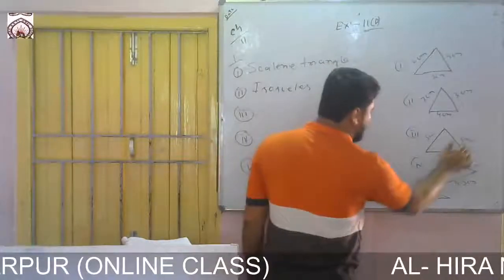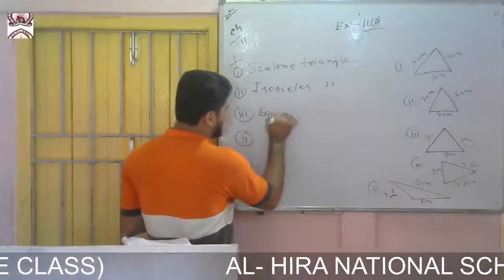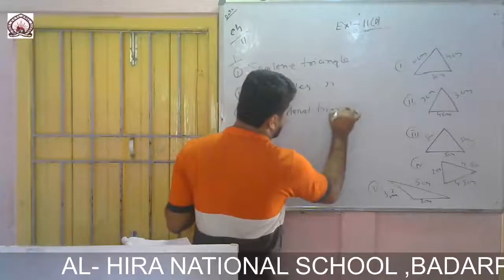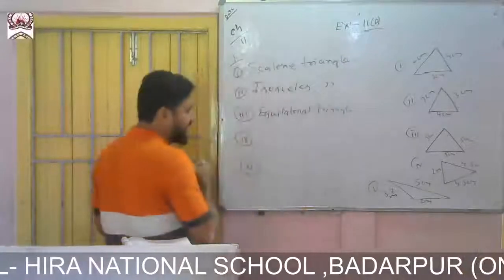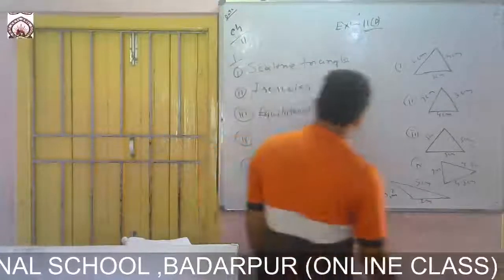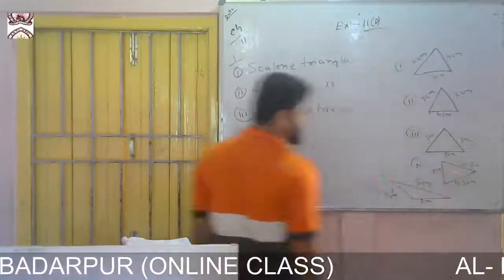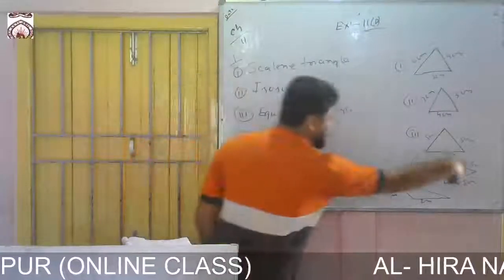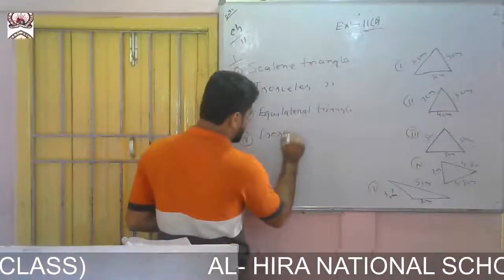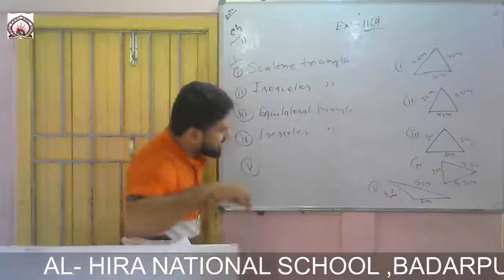Then number 3: 5 centimeter, 5 centimeter, 5 centimeter. All three sides are equal, so it is an equilateral triangle. Now question number 4: 2 centimeter, here 4.5 centimeter, this is also 4.5 centimeter. That means two sides are equal, so it is again an isosceles triangle.